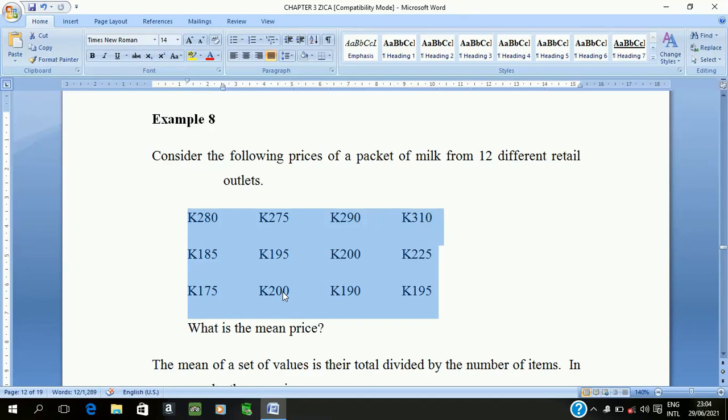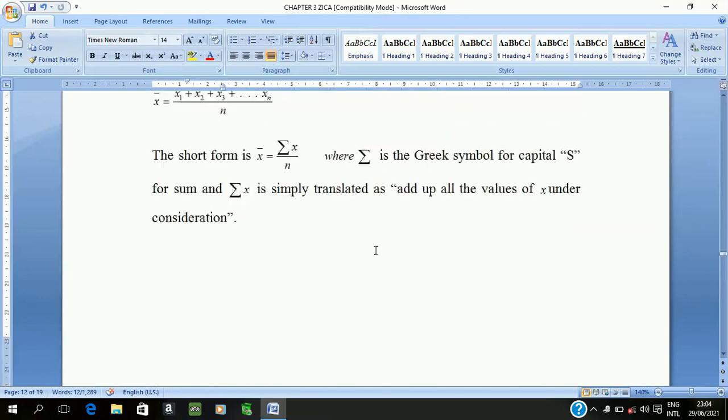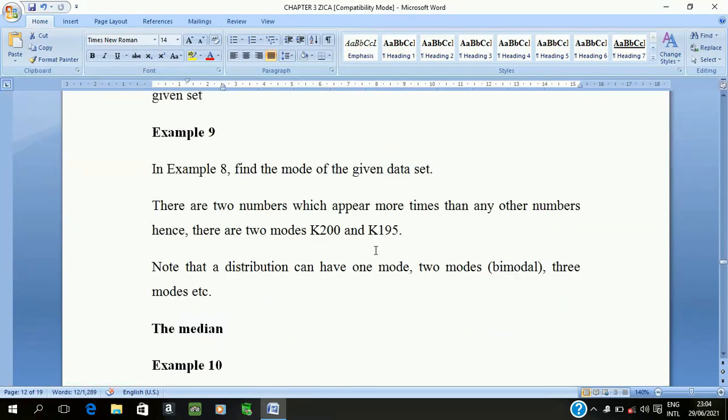The rest of the values, like 290 and 190, are not the same values. So we have 200, 200, 195, 195. These are the only values that are appearing twice. The rest of the values are appearing only one time. So we have two values that are appearing more frequently in this distribution. So our modes are two values. Our modes are 200 and 195. Those are the modes that we have in that distribution.